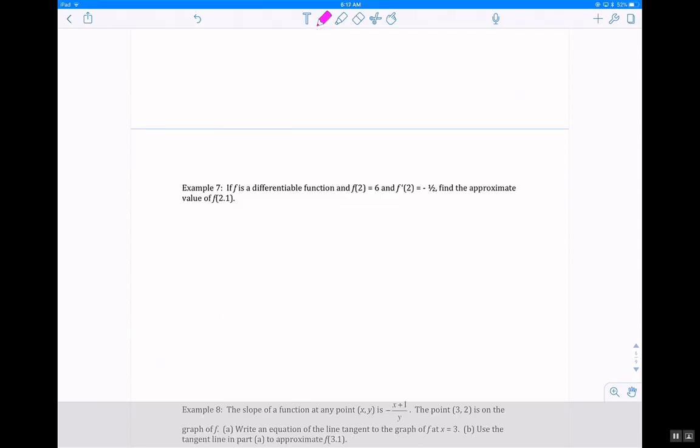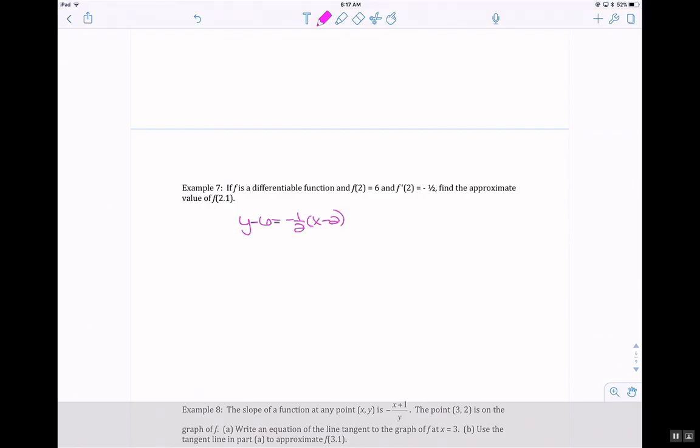So now looking at example 7, f is a differentiable function, f of 2 is equal to 6, f prime of 2 is equal to negative a half. Find the approximate value of f of 2.1. So I'm going to write the equation of the tangent line, but what you notice is that I was given the tangent line slope, and I was also given the coordinate point. So the equation of the tangent line, y minus 6, is equal to negative 1/2 times x minus 2.